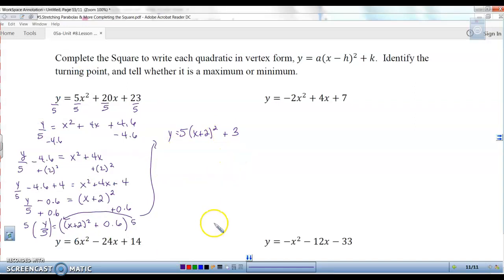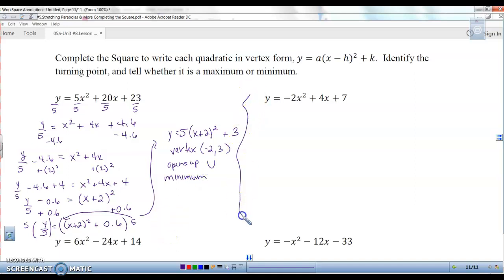So now that we've got that, we have y equals a(x minus h) squared plus k. What's my vertex going to be? Well, my vertex is going to be, opposite sign here, negative 2. Same sign here, 3. And the leading coefficient tells us whether it's a max or minimum. So which way does this open? If this is a 5, this is going to open up. If it opens up like this, the vertex is going to be a minimum.